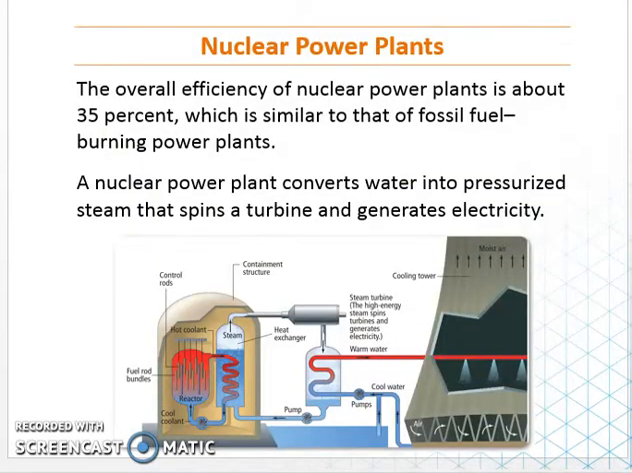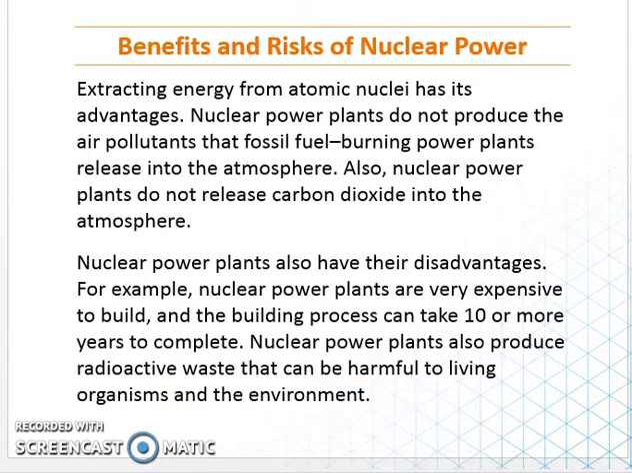The overall efficiency of nuclear power plants is about 35%, which is similar to that of fossil fuel burning power plants. A nuclear power plant converts water into pressurized steam, as we've already discussed, that spins the turbine. This is what generates electricity. So extracting energy from atomic nuclei is tricky business, right? It has its advantages and disadvantages.